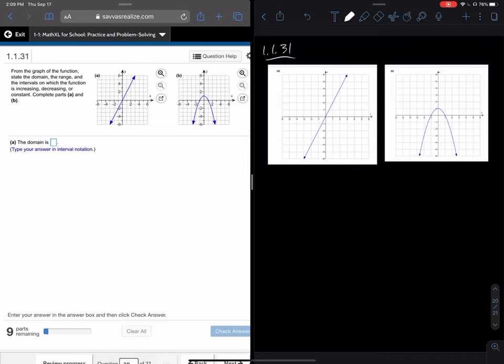On problem 1.1.31, told from the graph of the function, state the domain, the range, the intervals in which the function is increasing, decreasing, or constant. Complete parts A and B. So we have two different graphs. We'll do one at a time.